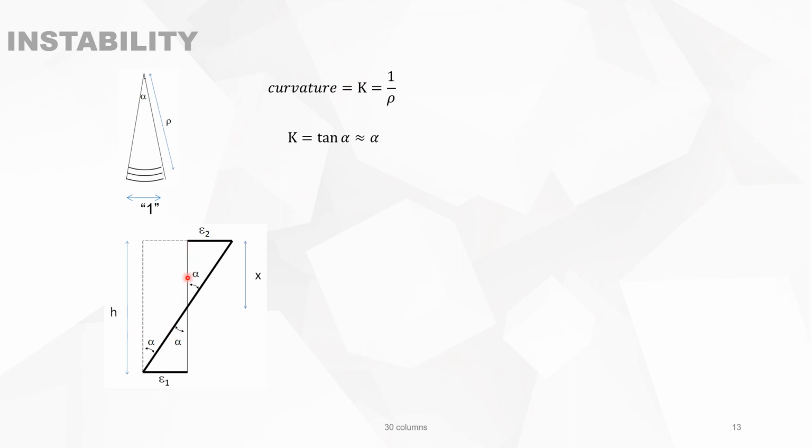X is the length of the compression height, the depth of the compression zone, and H is the total depth of the section. Then we see that alpha can be epsilon 1 divided by this portion, which is H minus X, or alpha is epsilon 2 divided by X, by this side. Or alpha is equal to the sum, epsilon 1 plus epsilon 2, divided by the total height.